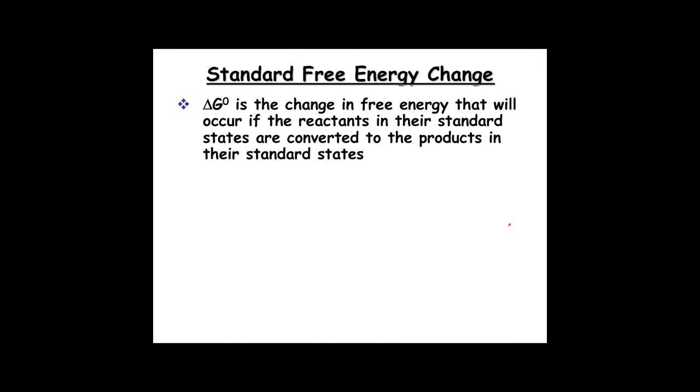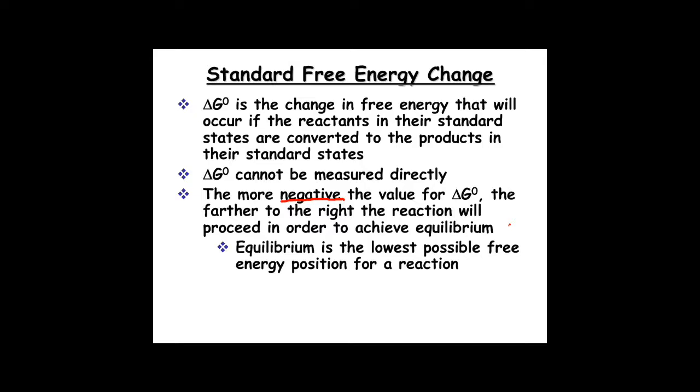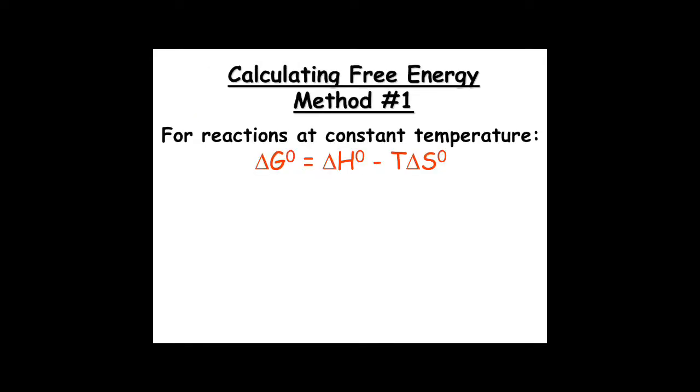We'll look at standard free energy change. Delta G is the change in free energy that will occur if the reactants in their standard states are converted to products. Delta G cannot be measured directly. The more negative the delta G value, the further to the right the reaction will proceed in order to achieve equilibrium.